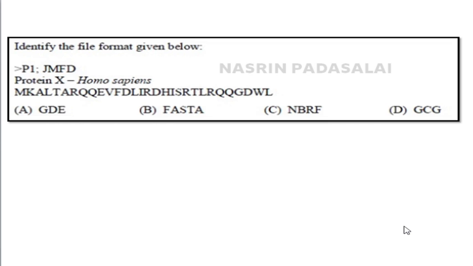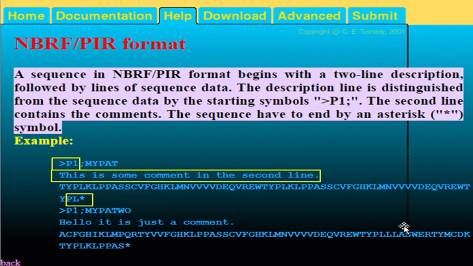So in bioinformatics, there are different file formats since there are different databases available. So first is NBRF or PIR format. The sequences in this particular format begin with a two-line description. Okay, there is some kind of description regarding the sequence, like which organism the DNA was isolated from, followed by a line of sequence data. So the description line is distinguished from the sequence data. Here, TYPL is the sequence data, and the description line is something related to the size of the DNA and the date from which the sequence was uploaded in the software.